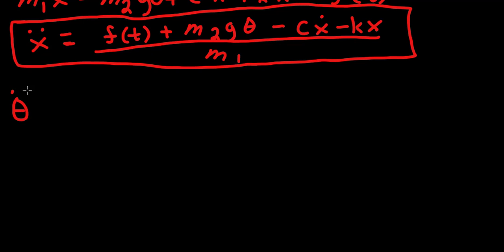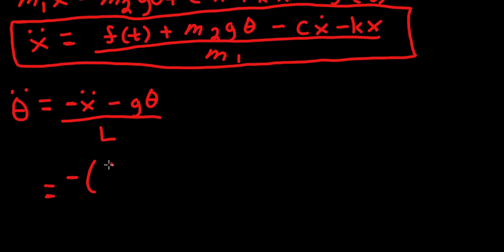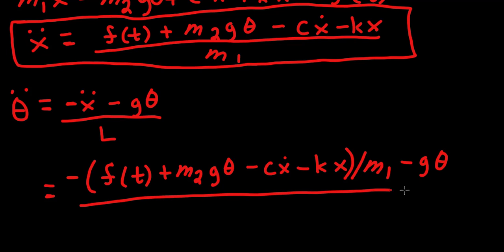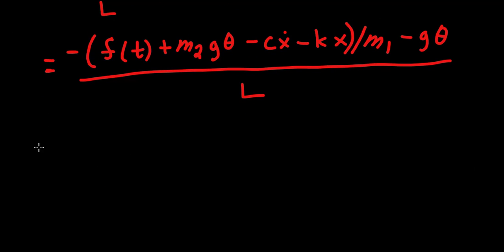Okay, so theta double dot, I'm going to rewrite the expression, is negative x double dot minus g theta over L. And if I substitute in this guy, that's going to give me negative f of t plus m2 g theta minus c x dot minus kx all over m1, and then all that minus g theta and over L. Now one thing that I'm going to do is multiply both the top and bottom of this expression by m1, just because the less fractions there are in an expression, the better, because keeping track of parentheses and such in Matlab is a very tedious task. So if I multiply the top and bottom by m1, I'll get this expression.